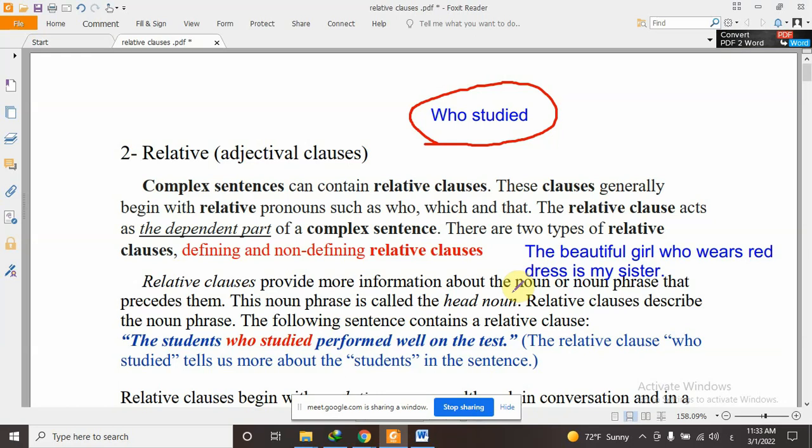The clauses that generally begin with relative pronouns such as who, which, that, whose, whom, when, where are called relative clauses. The relative clause acts as the dependent clause. The clause which is carrying the relative pronoun is called the dependent clause of a complex sentence. There are two types of relative clauses: defining and non-defining. You took this from the sixth-stage books. What is the difference between the two? Also we will mention them in our lecture.